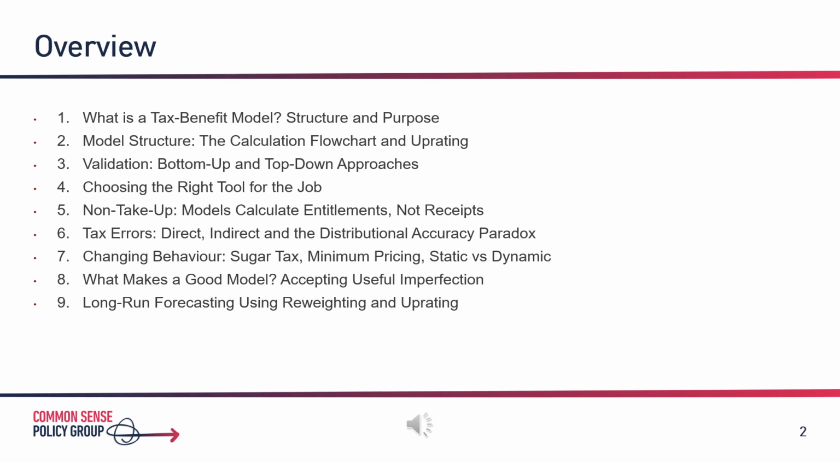The case for accepting useful imperfection rather than waiting for a model that can never be built, and the extension of basic microsimulation into long-run poverty forecasting using reweighting and uprating. By the end of this lecture, you will understand why the Landman tax transfer model analysed in Lecture 6 is structured the way it is, and why the limitations it acknowledges are genuine but not disqualifying.